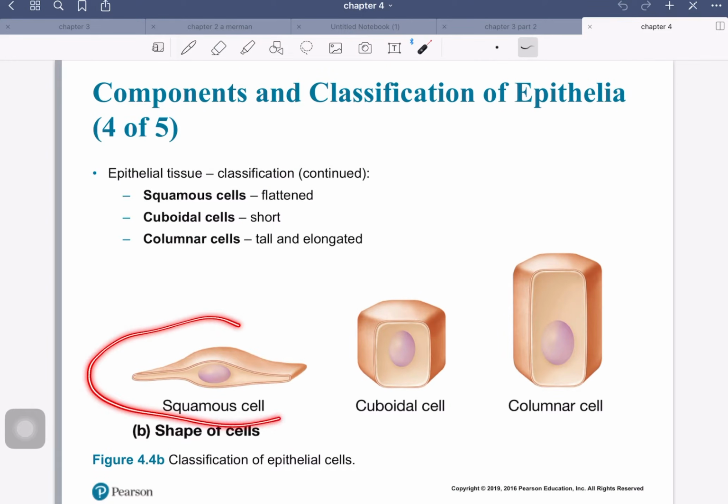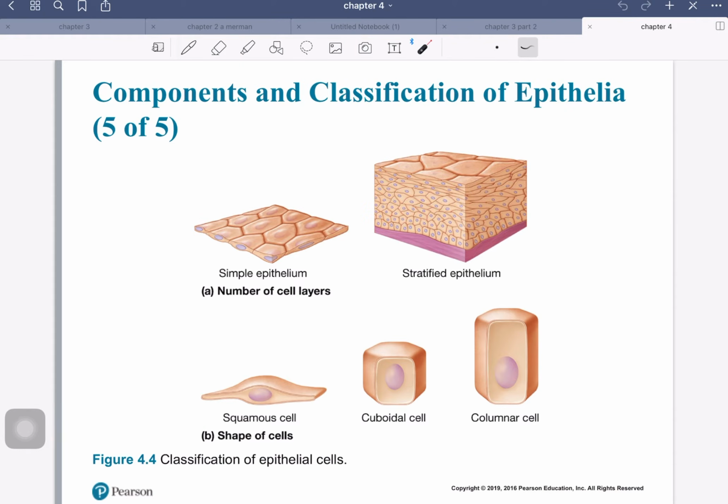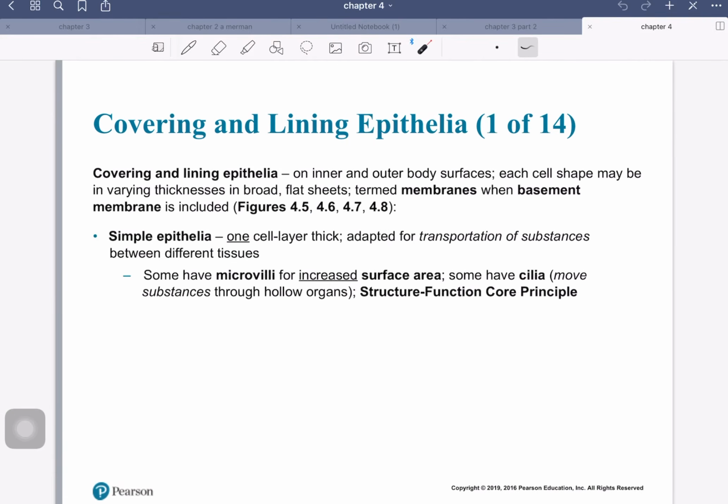We also incorporate the name of the shape of the cell. So it's squamous, cuboidal, or columnar. And we're going to start by looking at simple epithelial. So what does this tell us? That simple epithelial tells us it's the one layer thick type.